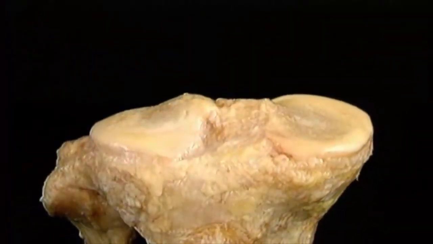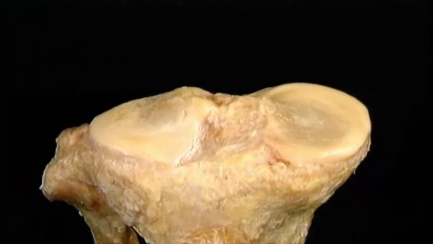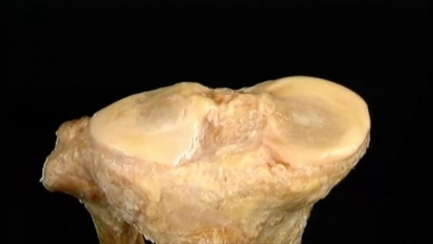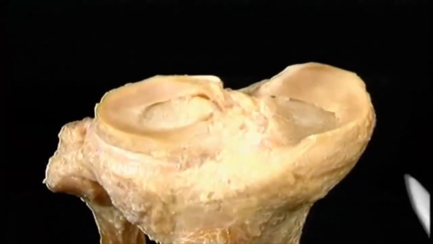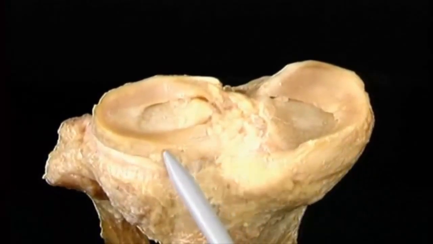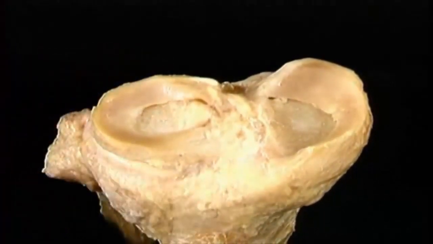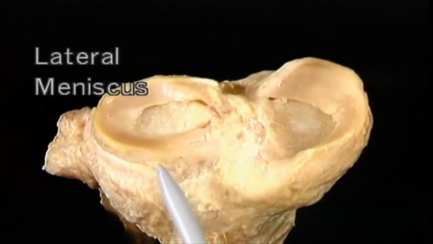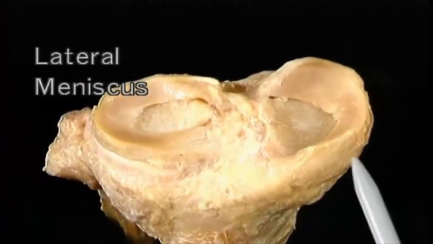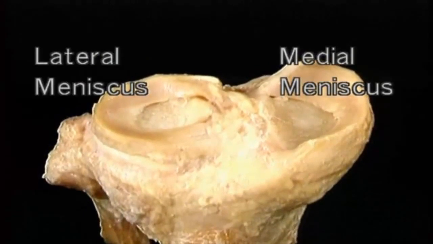Here are the two articular surfaces of the tibia. The two menisci sit on top of them. Here are the menisci. They're made of flexible fibrocartilage. They're shaped a little differently. The lateral one is almost a circle. The medial one is more C-shaped.